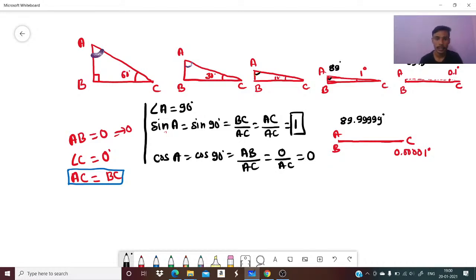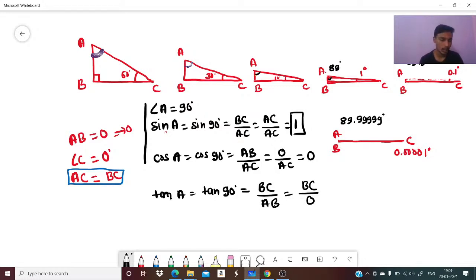Okay, then if I ask you to find the tan value of angle A, that means the tan value of 90 degrees. So the tan of this angle A is given by the opposite, that is BC, upon adjacent, that is AB. So tan A will be given by BC upon AB. And you know that BC can have any value, and AB is equal to 0, so it is BC upon 0.